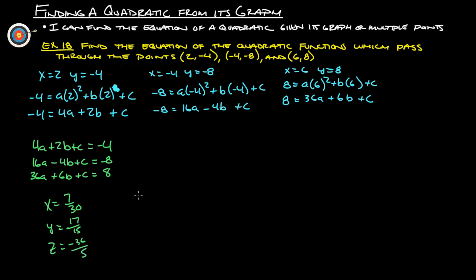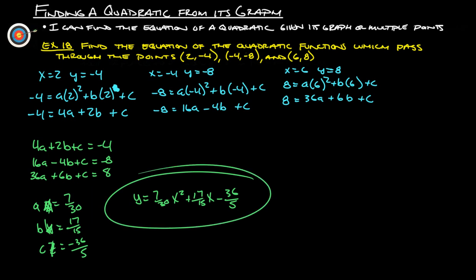Write our equation. It's going to be y equals, let's see, actually that's not x, y, and z, but a, b, and c. Okay, so it's y equals 7/30 x squared plus 17/15 x minus 36/5. That would be our equation.